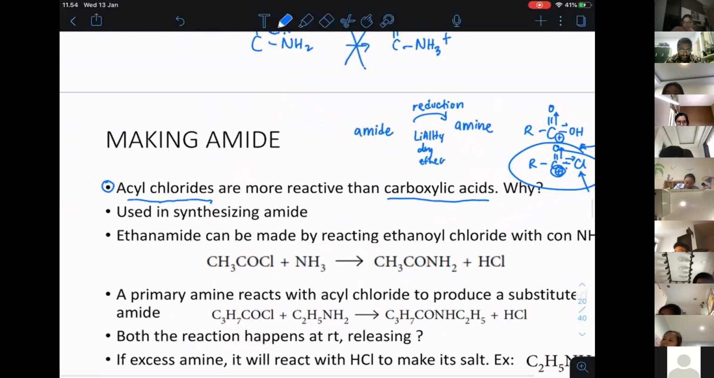Okay, but amide, okay, so acyl chlorides, when I say the second part used in synthesizing amide is, yeah, Jenny's having problem in Zoom.